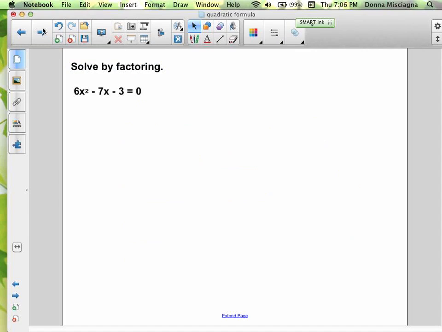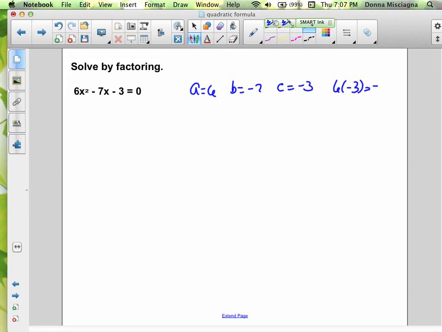Let's solve this one more time, but this time by factor by grouping. So again, a is 6, b is negative 7, c is negative 3. 6 times negative 3 gives negative 18. So we want two numbers that multiply to give us negative 18, but add to give us the b term of negative 7. And of course, that's going to be negative 9 and 2. Negative 9 times 2 is negative 18. Negative 9 plus 2 is negative 7.